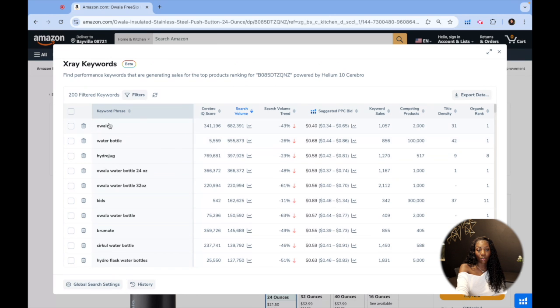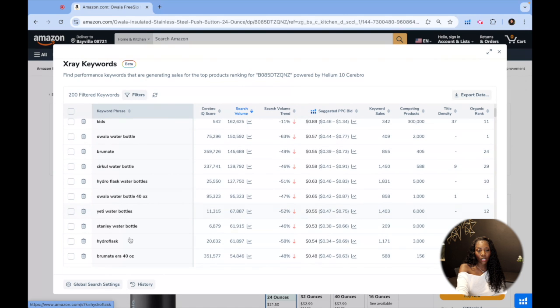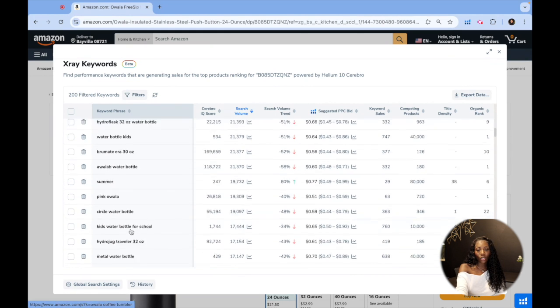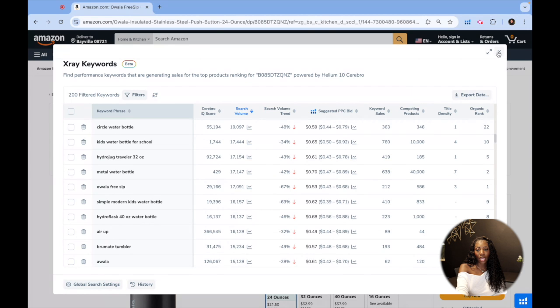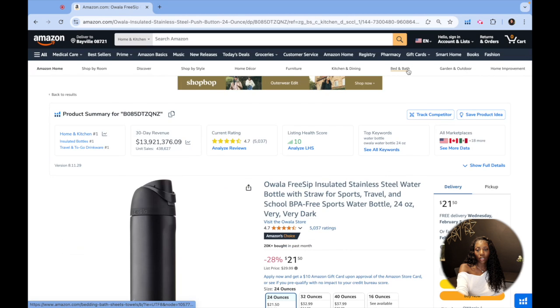They are typing in the brand name. They're typing in water bottle, hydro jug, kids. I'm trying to see if there's any other unique. Yeti water bottles, another popular brand. Stanley water bottles, another popular brand. Hydro Flask, so on and so forth. There's a lot of keywords that this product is ranked for.